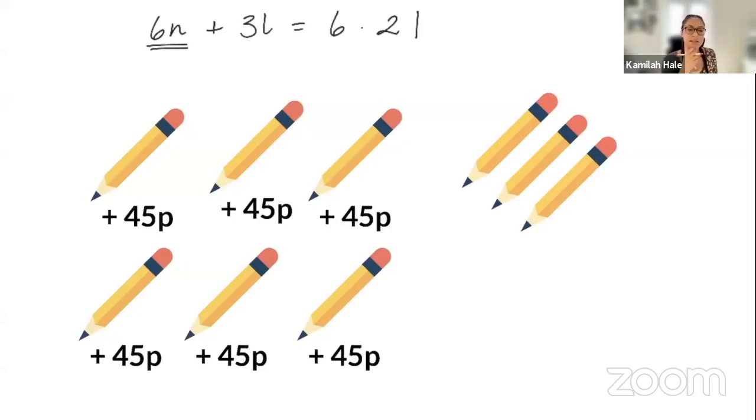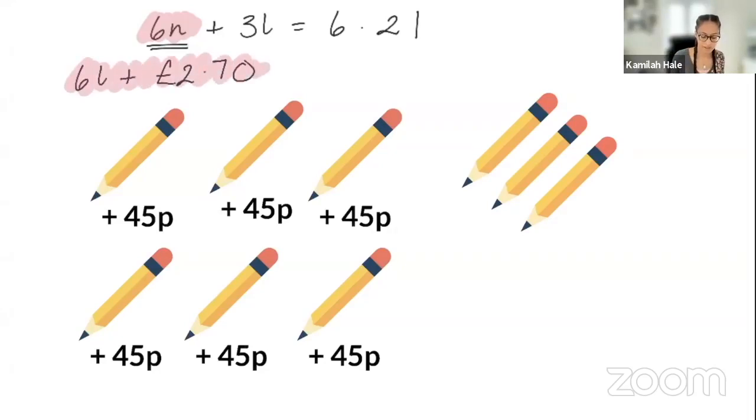What can I replace 6N with? So just copy what I've done here. I replace the 6 pens with 6 pencils plus 6 lots of 45p. 6 times 45, where have I got it written down? £2.70. So instead of 6N, I'm going to do 6 pencils plus £2.70. Okay.